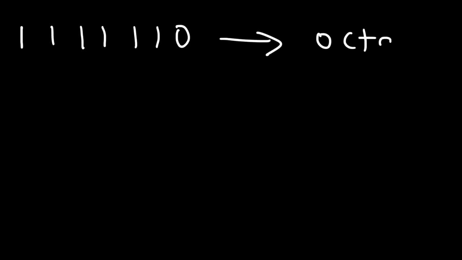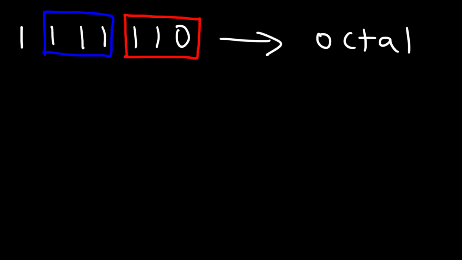Now let's try a different example. So instead of having 6 binary numbers, what if we have 7 binary numbers? How can we convert this into an octal number? So go ahead and try it. Once again, we're going to separate it into groups of 3. So here's the first group of 3, and here is the second. Now because we don't have enough numbers to make another group of 3, we're going to add 2 zeros. So it's going to be 0, 0, 1. And then in blue we have 1, 1, 1, and then in red 1, 1, 0.